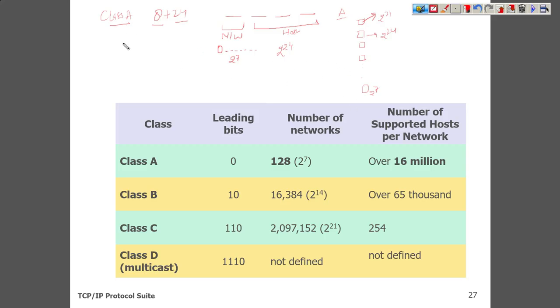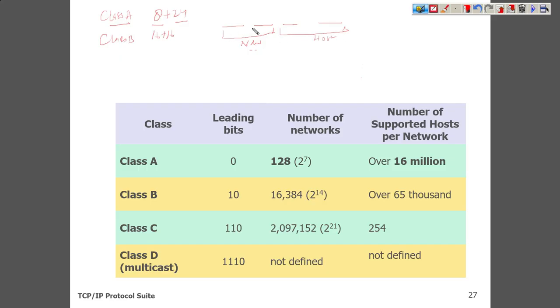Likewise, if we talk about class B, you can see class B is 16 plus 16. Let me clean this part. If you look at these 4 octets, 1, 2, 3, 4, out of the 4 octets, this is the network part, and this is your host part.